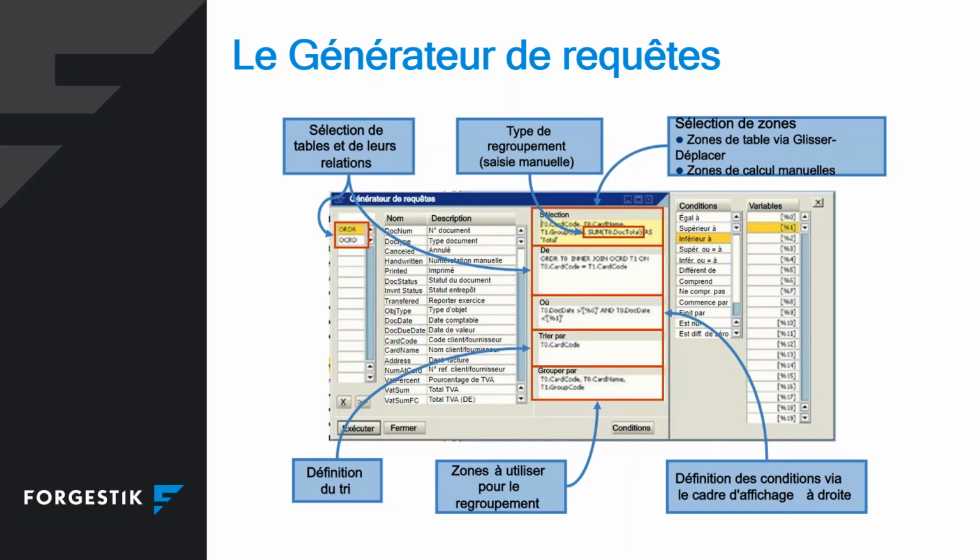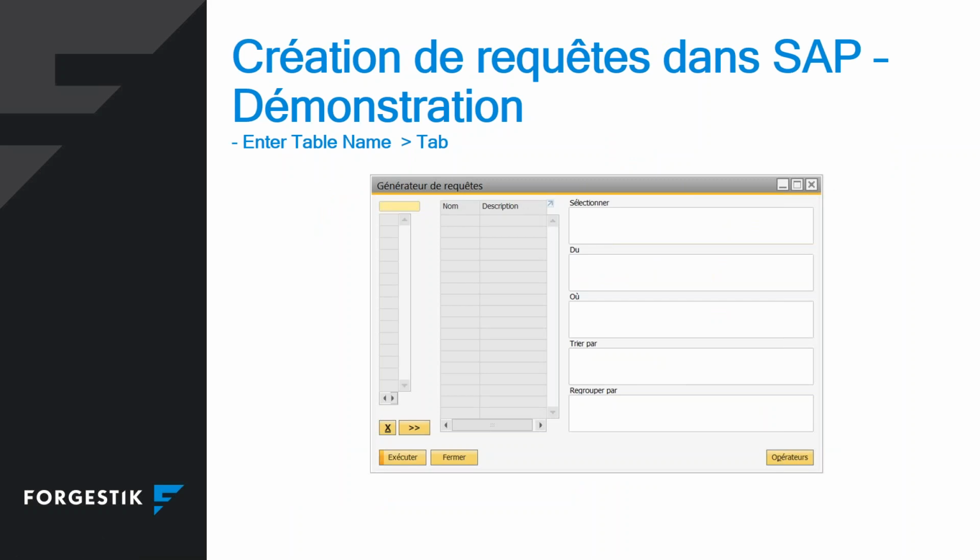The "ou," which is the where clause, you again put your cursor in there and then you can click on fields. So for example, somebody clicked in there and clicked on doc date, and then using the conditions and variables we see to the right, we can insert some conditions into our query. "Trier par," that's your sort, and then group by, again, that we're going to be using if we have any kind of sum function. And you can see in the selection rectangle at the top, we do have a sum there for TO doc total.